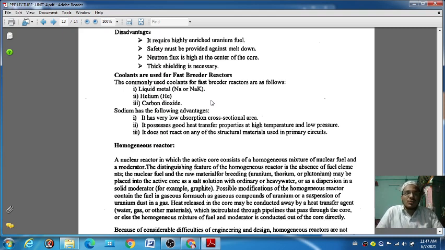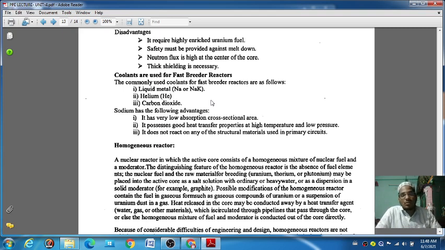Sodium has the following advantages. While using sodium coolant, it has a very low absorption cross-sectional area. You have to remember this while using sodium as a coolant in the coolant pipe, so that it will be a good advantage in the reactor. It also possesses good heat transfer properties.